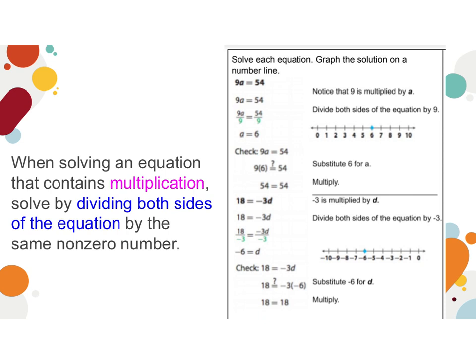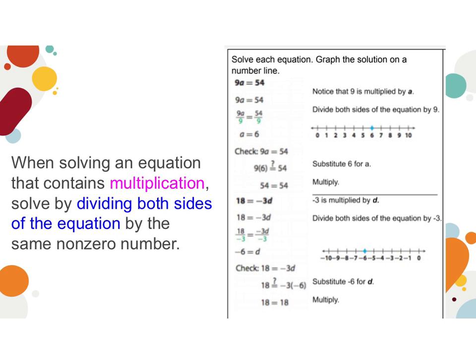Remember that when we are solving equations, we always want to use the inverse operation to get our variable by itself. So when solving an equation that contains multiplication, we will solve by dividing both sides of the equation by the same non-zero number.